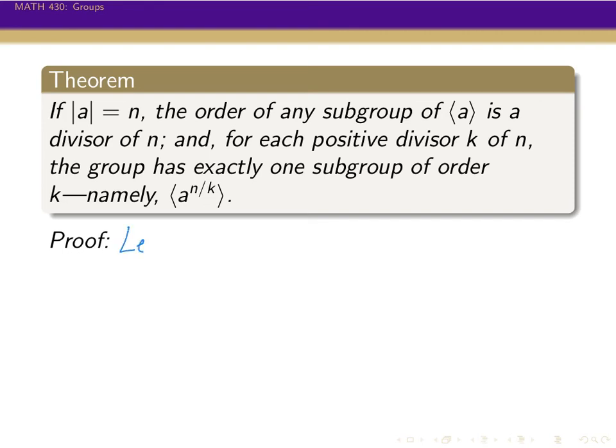So let's let H be a subgroup of the cyclic group generated by A. And so by the last theorem, this means that H is equal to A to the L for some L. And so then what's the order of H?